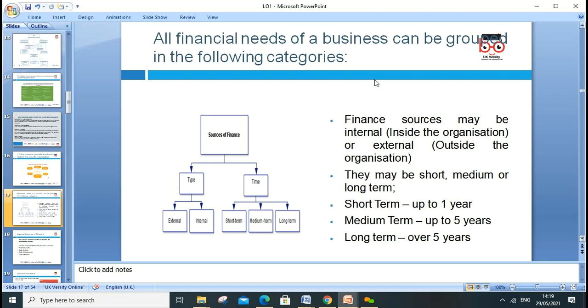So guys, spend 2 minutes to think about internal and external sources of finance for your chosen organization, or within your own organization. Spend 2 to 3 minutes, please.